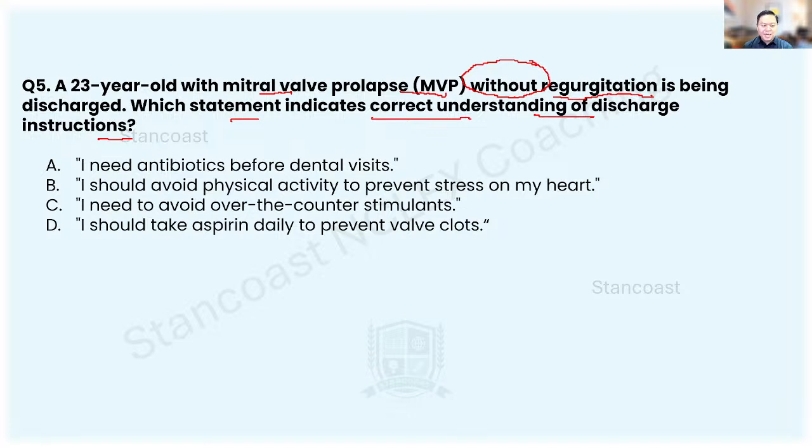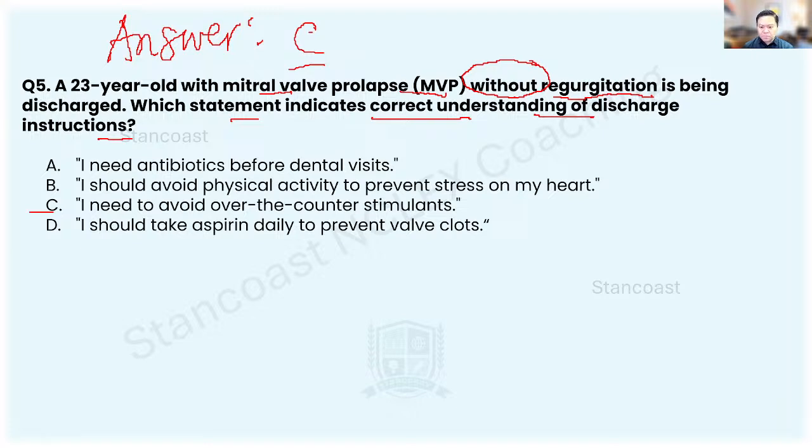Okay. I'm seeing a lot of C's right now. You are correct, guys. The answer here is letter C. I need to avoid OTC stimulants.